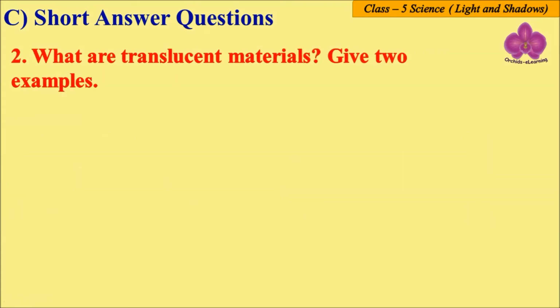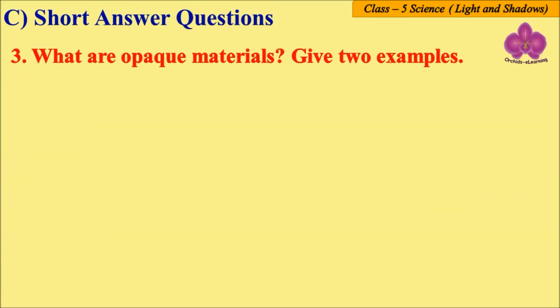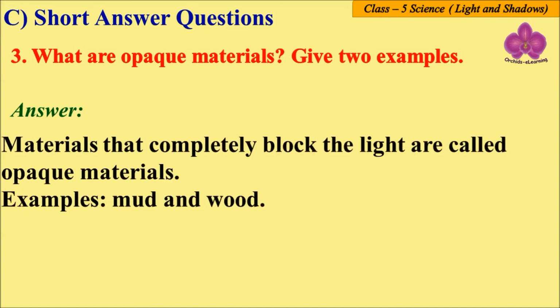Next, what are translucent materials? Give two examples. Answer is, materials that allow some amount of light to pass through them are called translucent materials. Examples are colored glass and a sheet of paper rubbed with oil. Third question. What are opaque materials? Give two examples. Answer is, materials that completely block the light are called opaque materials. Examples are mud and wood.